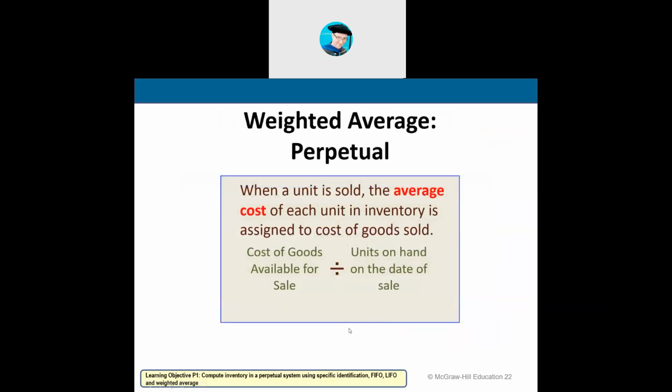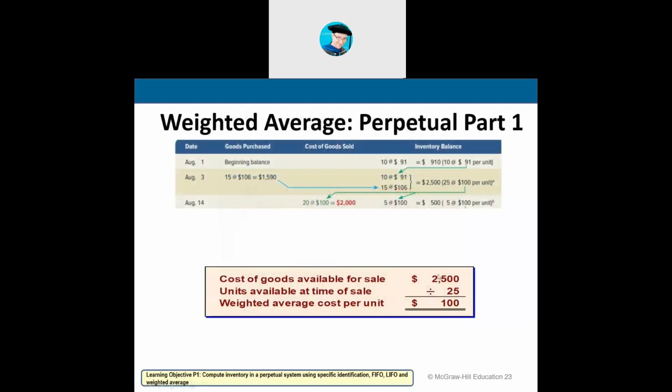Weighted average. Weighted average is the total cost of goods available for sale divided by the number of units on hand at the date of the sale. On August 3rd, I had my purchase plus my beginning balance.